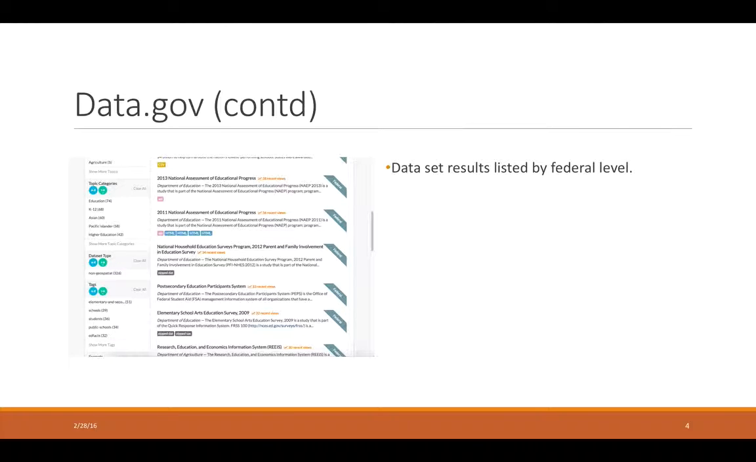Here we see a continuation of the data sets that were provided. Here I filtered the data sets by the federal level, by specific demographics, and by the information type that was provided. I was mainly looking for APIs, but I also wouldn't mind CSVs and whatnot.